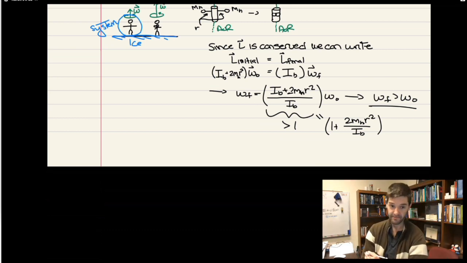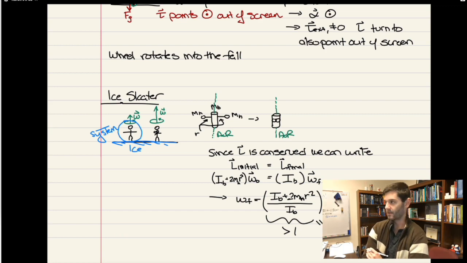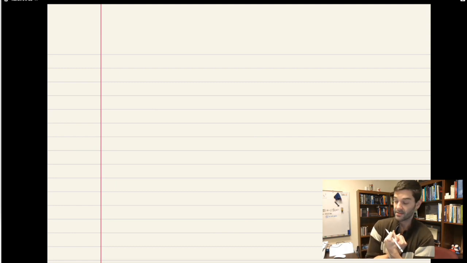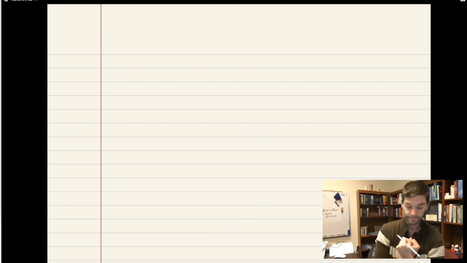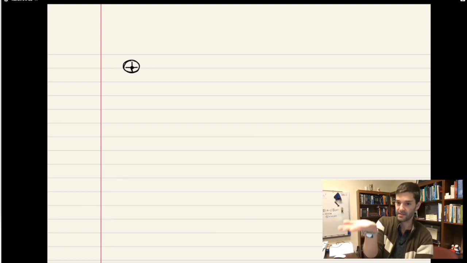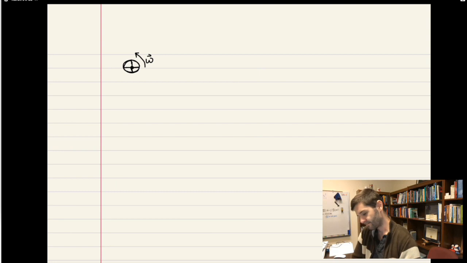Or she ends up spinning faster as a result. I don't know why I'm gendering her. They are spinning faster as a result. And again, what you're doing is you're taking your rotational inertia and shrinking it. You're concentrating more of the mass towards the center of the skater. As a result, if angular momentum is conserved, if the rotational inertia goes down, the angular velocity must go up to compensate so that their product is still the same. Else conservation is violated. Again, kind of similar to what we saw with linear momentum.